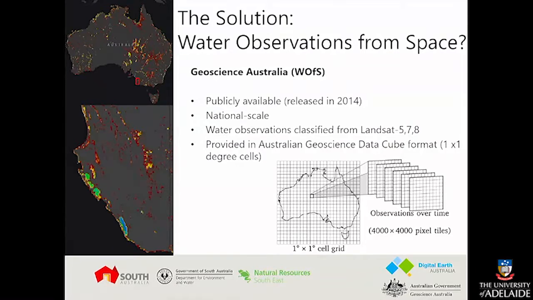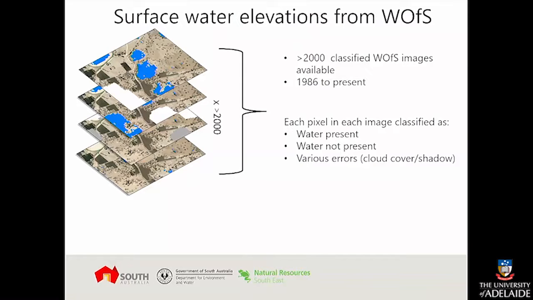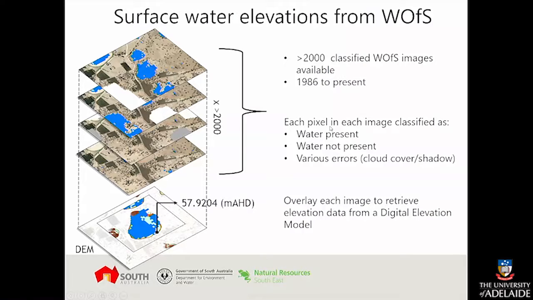But I guess there's a problem. For the southeast alone, there's something like 200,000 rasters over a particular area. So there's a bit of processing work to do there. This is just an example of a stack of rasters. The blue represents the WOfS data overlaid on aerial photo, and for the southeast it's over 200,000, like I said, from 1986 to present, and each pixel in that image has been classified as having water present or not present. Then we overlay that with LiDAR. We've got a fairly good resolution DEM for the whole southeast, and then we can attribute each pixel with an elevation value so we can determine maximum water elevations over time.